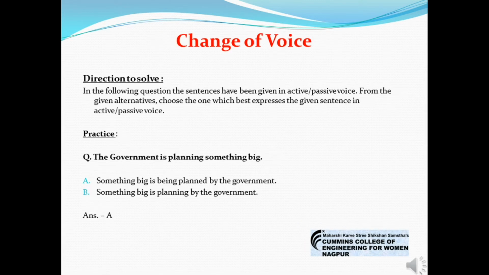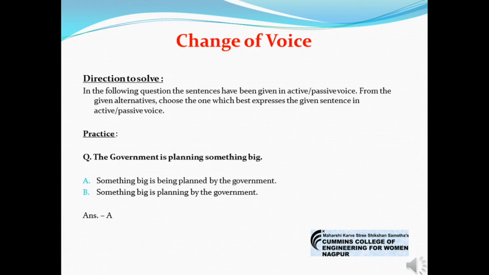The next topic is change of voice. Sentences can be in both active and passive forms. Therefore, tenses also have active form and passive form. In an active voice sentence, the subject is the doer of the action and the direct object is the receiver of the action. For example, the boy kicked the ball. The subject here, the boy, is the doer, and the object, the ball, is the receiver of the action. If we transform this sentence into passive voice, it becomes: the ball was kicked by the boy.